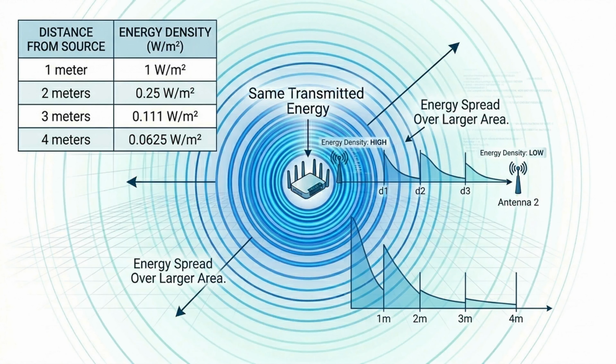This occurs because the same amount of transmitted energy is spread over an increasingly larger area as the signal moves away from the source. As a result, the signal becomes weaker with distance. At 1 meter distance from source, the relative power density is 1 watt per square meter. At 2 meter distance from source, the relative power density is 0.25 watt per square meter. At 3 meter distance from source, the relative power density is 0.111 watt per square meter. At 4 meter distance from source, the relative power density is 0.0625 watt per square meter.